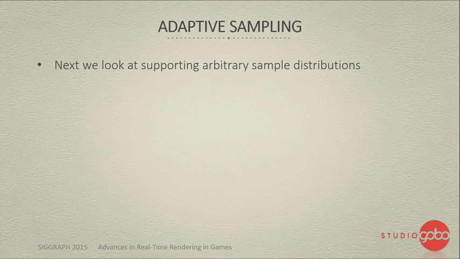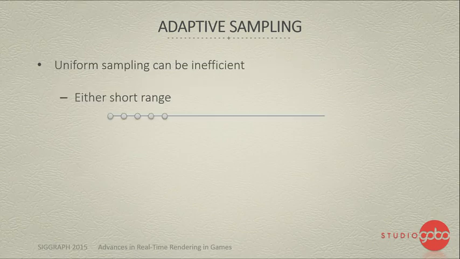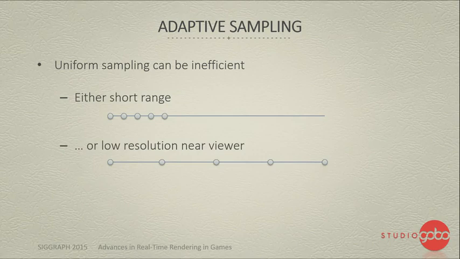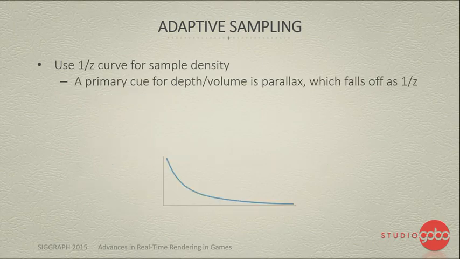So next we look at supporting arbitrary sample distribution. Instead of ray marching uniformly along the ray, we're going to have an adaptive distribution of these ray samples. And note that we want to support everything that we've discussed up until now. So why would we want to do this? Well, uniform sampling can be inefficient. Maybe you'll have either a short range or a low resolution near the viewer. Ideally we would have the best of both worlds, the detail near the viewer without compromising the range. So we're going to define a density curve which dictates the sampling density.